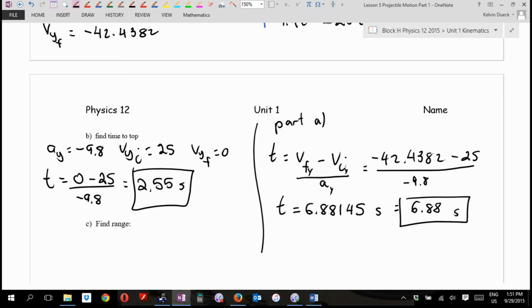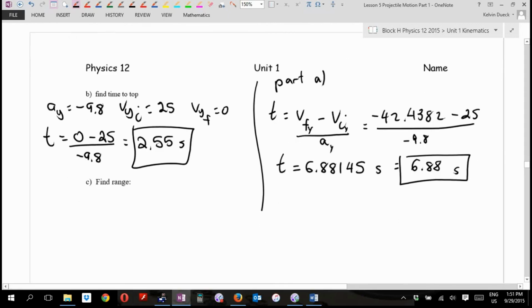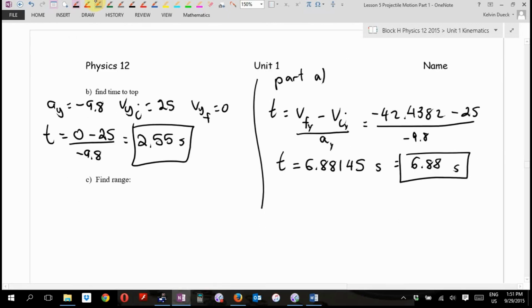C. Kevin, what's C asking me to find? Find the range. The word range, does that suggest a horizontal or a vertical? Horizontal. If I was still in the previous page, I would be now under my horizontal column. I'd put a little C, but I've turned the page, so I'm just going to drop the data down. Horizontally.